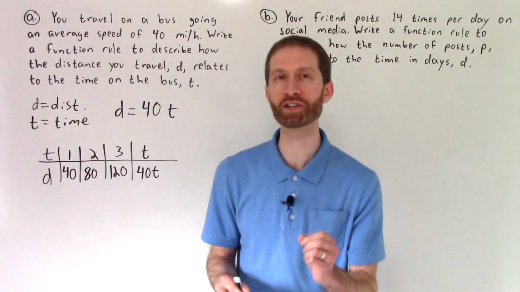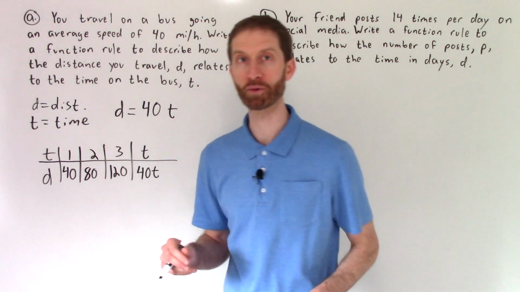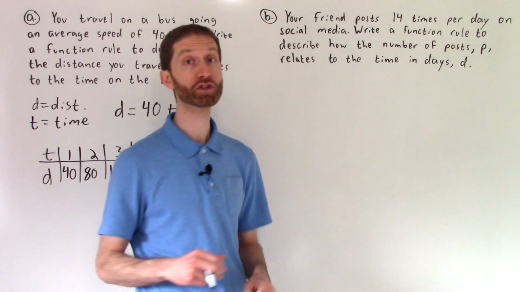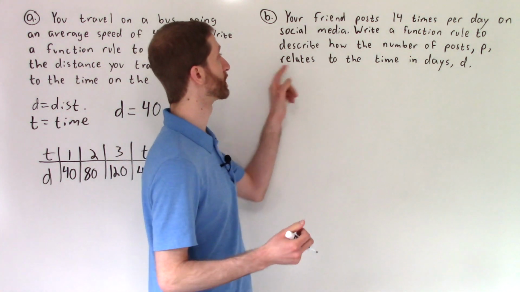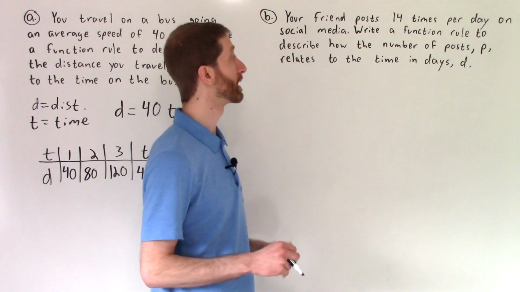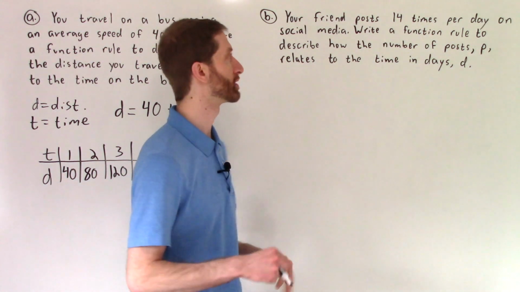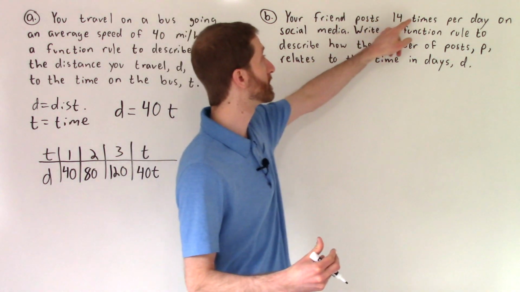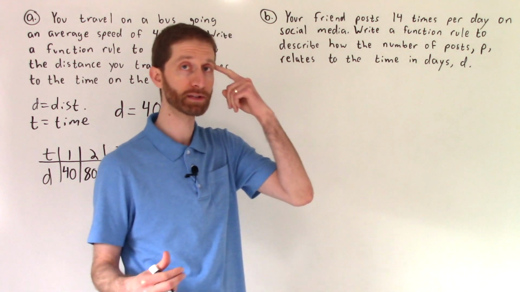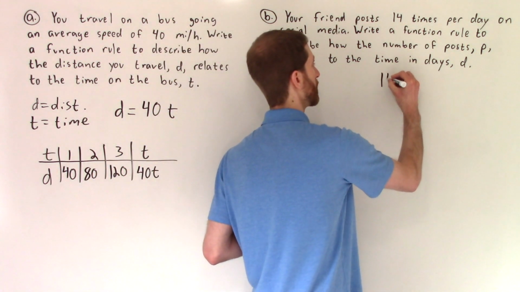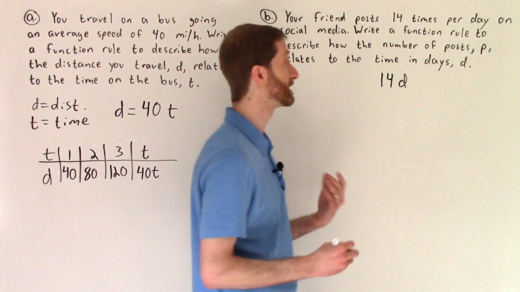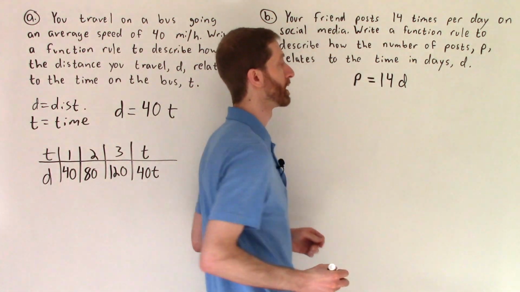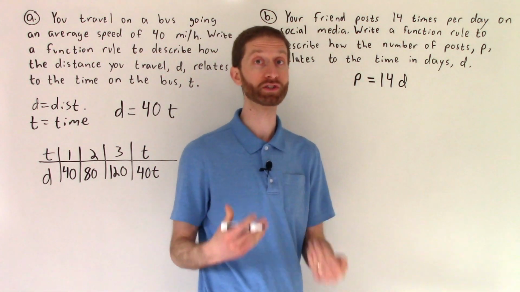If you're just not quite satiated enough with that explanation, I'll do a second one here for you as a little bit of bonus coverage. Your friend posts 14 times per day on social media. Write a function rule to describe how the number of posts p relates to the time in days d. Okay, I personally prefer doing direct translation. I read 14 times per day, and immediately what comes into my head is 14 per day. So 14d, and that will get me the total number of posts p. To me, this is a direct translation that works nicely.